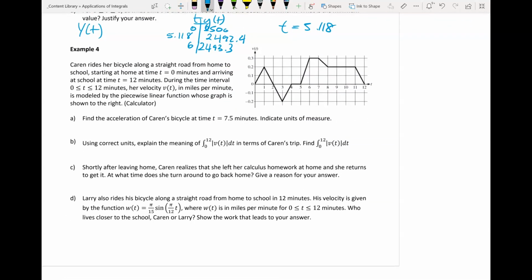Example 4, we're going to use a calculator again to assist us. We've been given the graph of V of t for Karen riding her bicycle along a straight road from home to school. And our time is from 0 to 12 minutes. So the first thing we want to do is find the acceleration of Karen's bicycle at time 7.5 minutes, which is located over here. We just need to find the slope of this, and that will give us our acceleration.